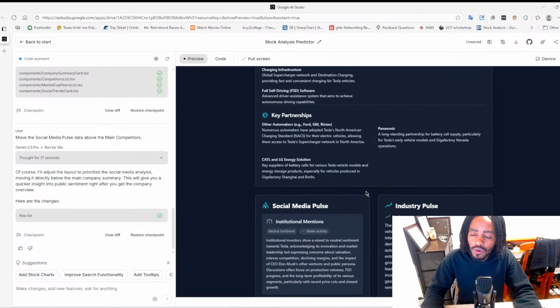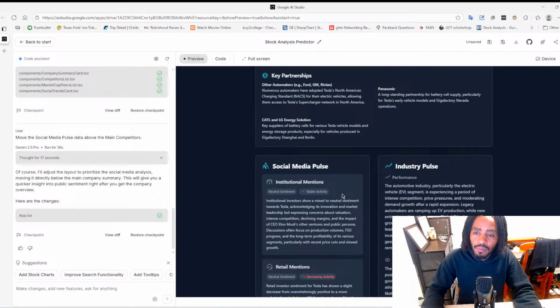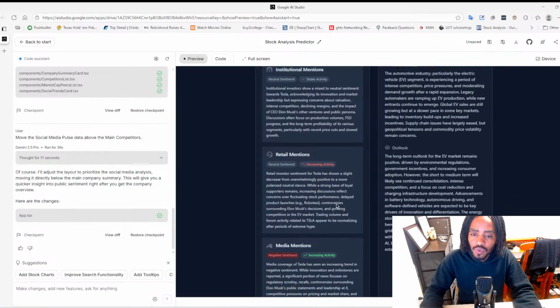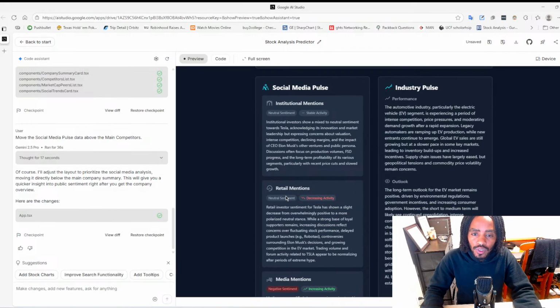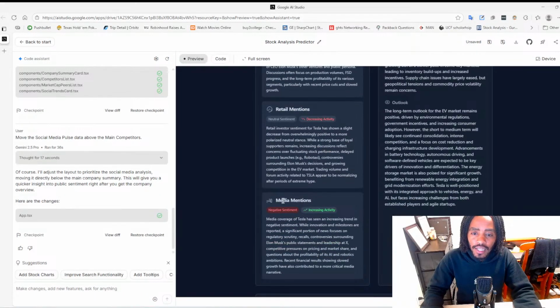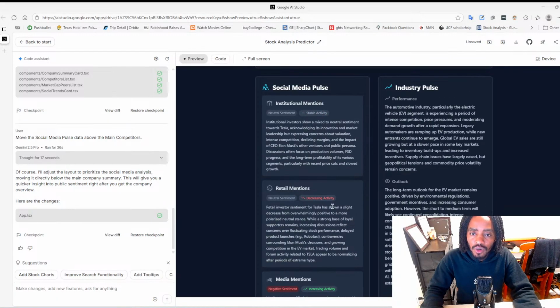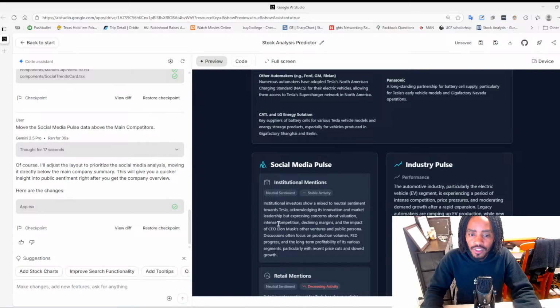Cool. So what else do I want my site to have? I want social media trend. I think this kind of goes well here. So from a social media trend perspective, I kind of wanted details around, okay, what are the institutional companies saying about the company? I wanted to know what the retail individuals are saying about the company, and then media mentions around the company. So let's see if this is actually useful information.